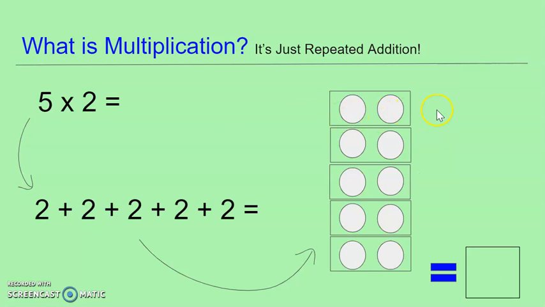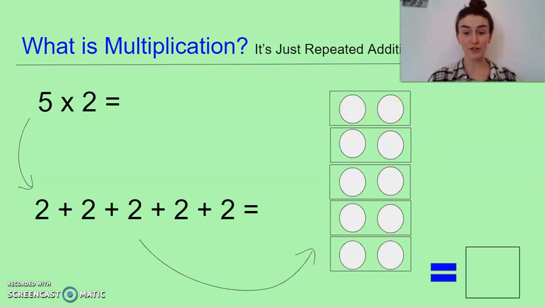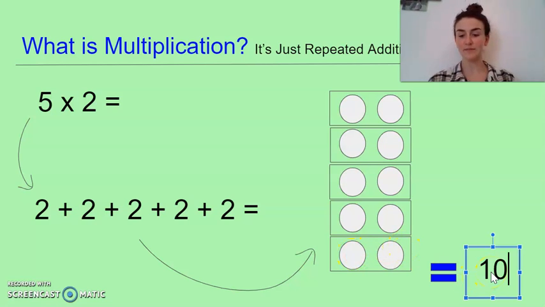Let's try another one together. Remember, multiplication is just repeated addition. So this is 5 times 2, or 5 groups of 2. 5 groups of 2 looks like 2 plus 2 plus 2 plus 2 plus 2. It also looks like these pictures over here. There are 5 groups, and each group has 2 in it. When we count all those up, we get 1, 2, 3, 4, 5, 6, 7, 8, 9, 10. So our answer, 5 times 2, is 10.